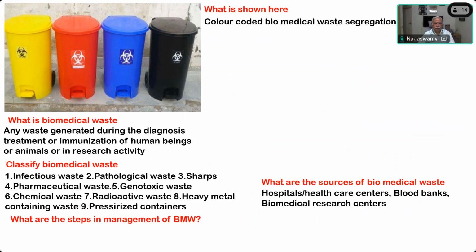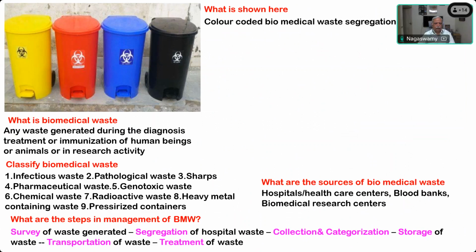What are the steps in the management of biomedical waste? First the survey of waste generated, segregation of hospital waste, collection and categorization, storage, transportation and treatment. So 1 survey, 2 segregation, 3 collection and categorization, 4 storage, 5 transportation, 6 treatment. So these are the 6 steps.